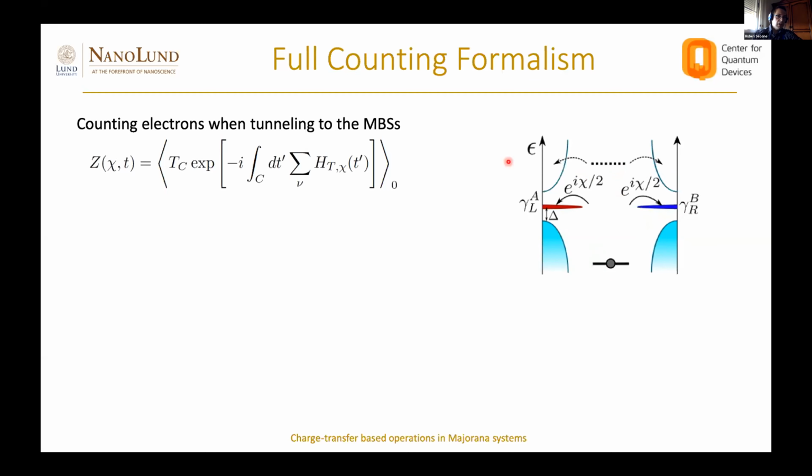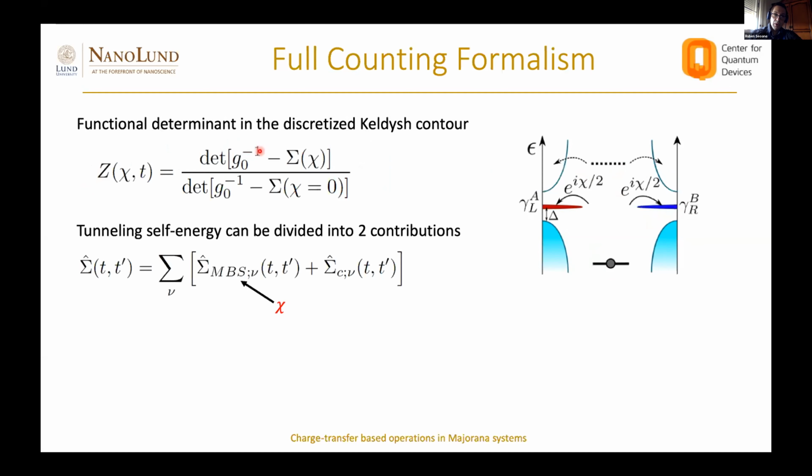So this is the main ingredient in my theory, which is the generating function. This is a kind of definition, and this is the way we compute it. G naught describes the quantum dot, and sigma describes the coupling to the topological superconductors. This coupling can be decomposed into two different quantities, one describing the coupling to the Majorana bound state and the other describing the continuum. And actually the counting field enters only in this first part here.